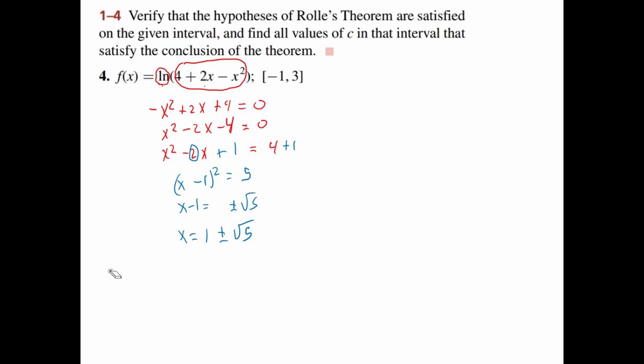Okay, so then on the number line, and this is a sign chart not for f prime, but just for regular f. Actually, no, this is a sign chart for negative x squared plus 2x plus 4, right? And so then we have 1 plus the square root of 5 and 1 minus the square root of 5.